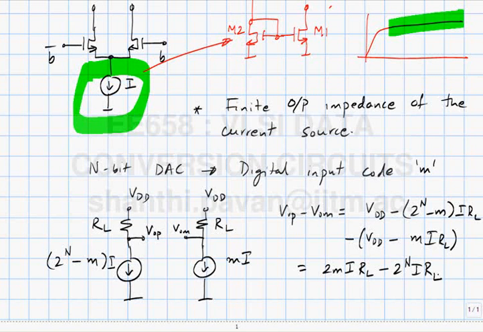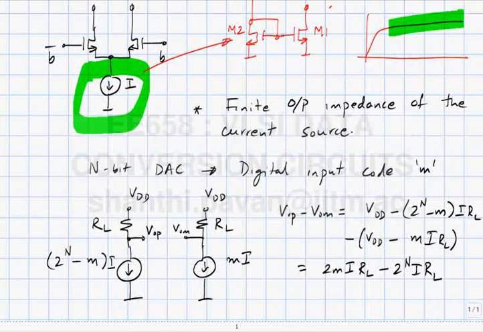So if m is 0, then the output will be minus 2 to the n times I times RL. If m is equal to 2 to the n, then the output will be plus 2 to the n times I times RL. It's differential, so the output must go from minus something to plus something.